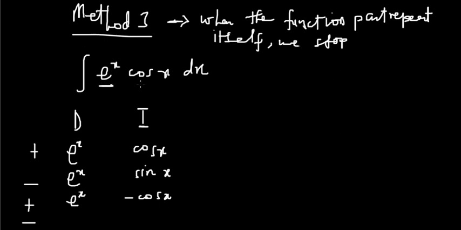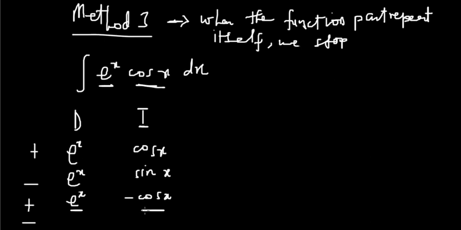So from here you have e exponent x, and then you have cos x. And from here you can notice that we have e exponent x cos x over here, but it's negative cos x. We don't pay close attention to the operation sign. Just concentrate on the function part. So now you can notice that we have the function part repeating itself. So we stop. That's for method 3.